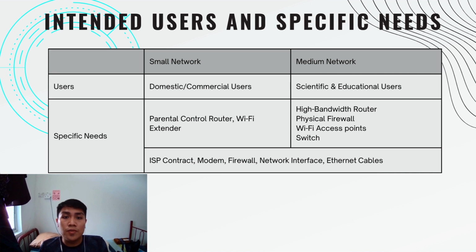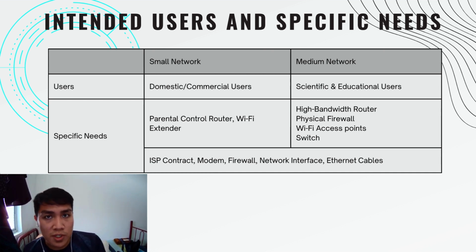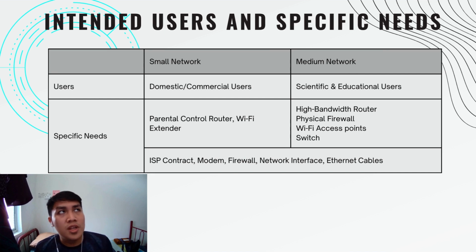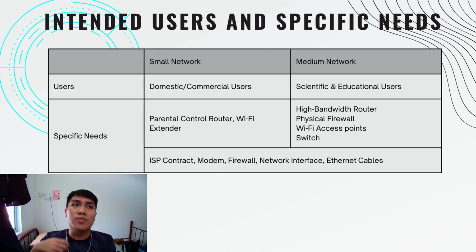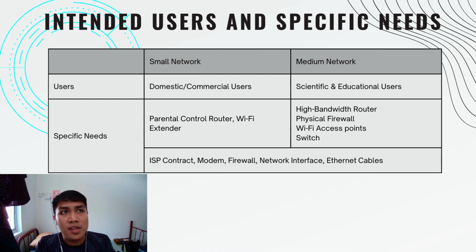Okay, so for the internet users and specific needs, for small network, the internet users are domestic or commercial users like me. What this means is daily life users, just to browse social media or watch movies, play video games, nothing heavy such as running simulations, running virtual machines in maybe 2 to 3 locations far away, or doing data mining or something like that. You can, but it's not the intended use. There will be hiccups here and there.